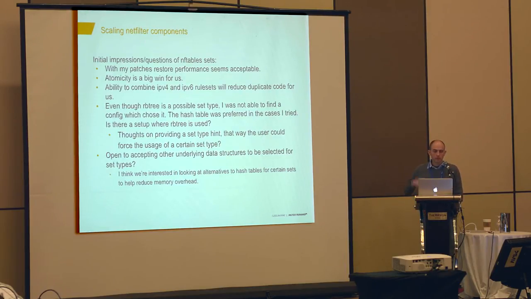Sure. One of the questions that we had going into the underlying supported data structures is, I guess, two things. One is, what are the thoughts on being able to provide a hint or to be able to force something to take a particular set type? Why would you use that? Basically this means that our selection process would be broken, because we promised to select something reasonable for you. But you actually can do that.